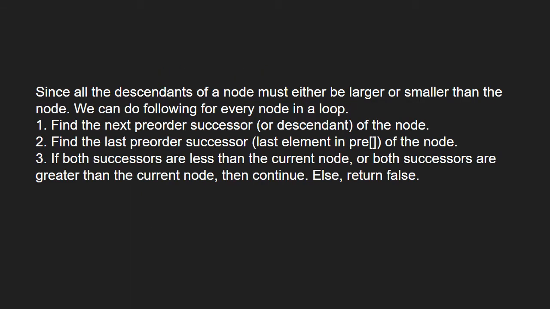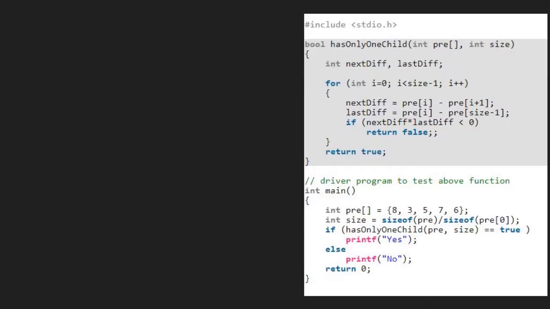Since all the descendants of a node must either be larger or smaller than the node, we can do the following for every node in a loop. Find the next preorder successor or descendant of the node. Find the last preorder successor of the node. If both successors are less than the current node or both successors are greater than the current node, then continue, else return false. Now let us see the algorithm.